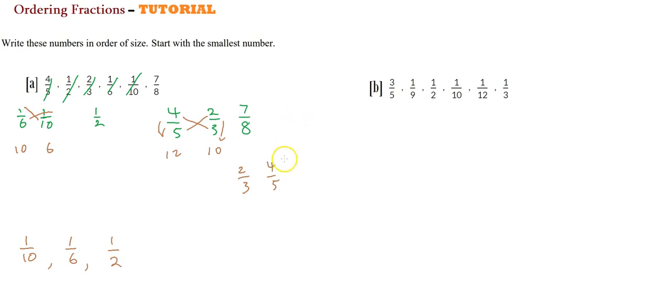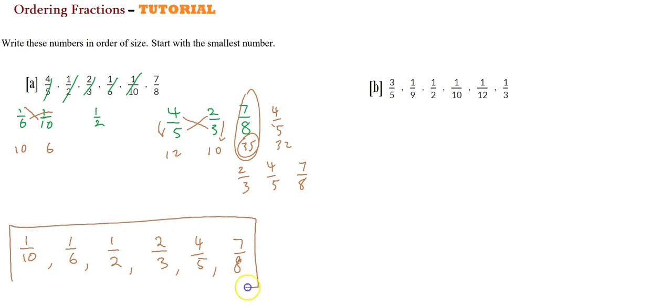And 7/8. I'll just go 7/8 battling 4/5. So 5, 7 is 35. And this one here is 32. So 7/8 with 35 is bigger, 7/8. So here's the final order. So 2/3 would come next, then 4/5, and then 7/8. And oops, that doesn't look much like an 8. And that is the correct order from smallest to greatest.